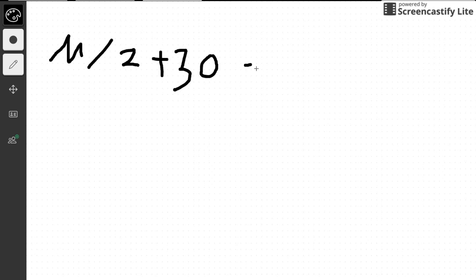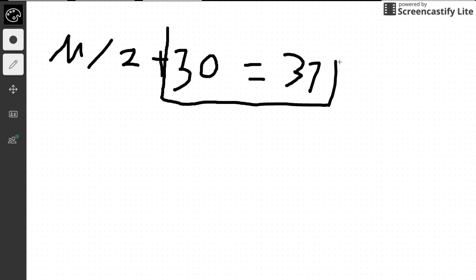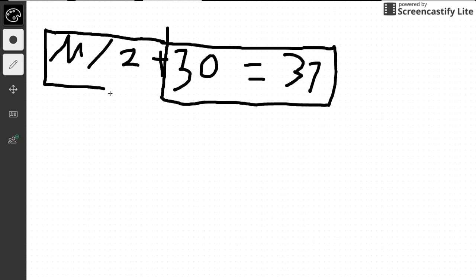Now that you understand the concept, we can move on to more complicated problems. Let's take m over 2 plus 30 equals 37. So the first step is breaking this problem into 2 halves. This helps me because I can look at it and see what parts go together.